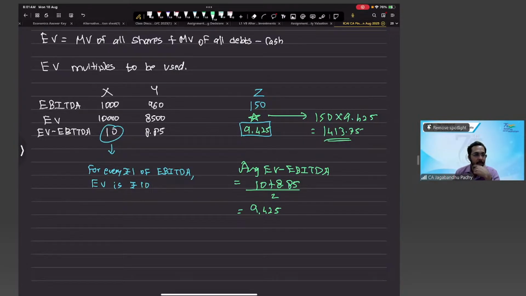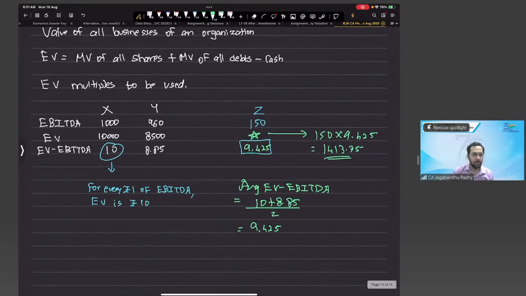Got it, everyone? Easy? Yes, sir. How do we calculate the enterprise value? It's pretty simple. You just need to take the average of the multiples.